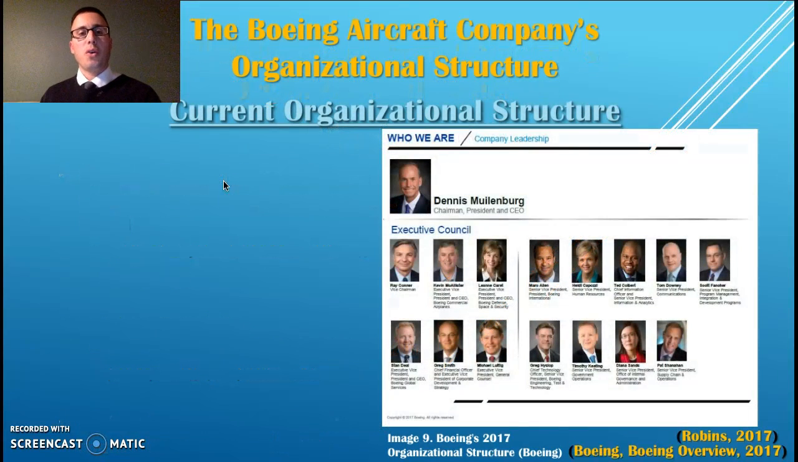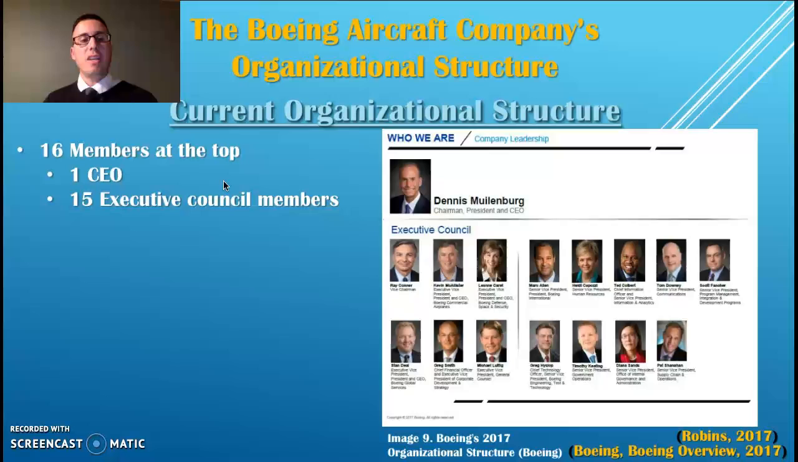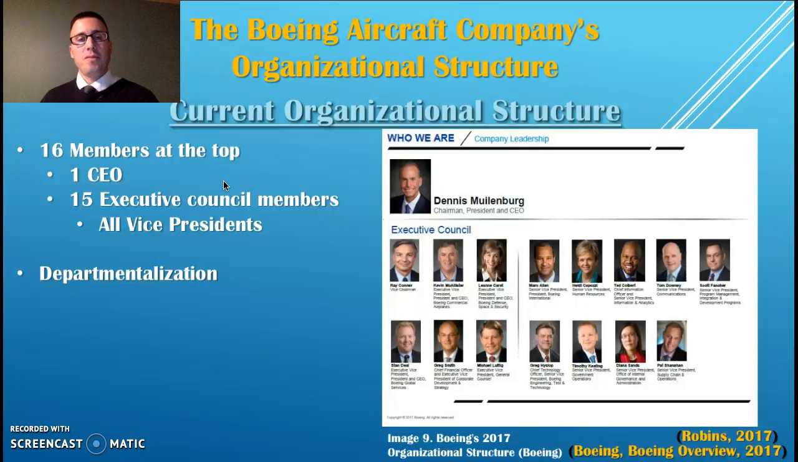Now we'll get into the current organizational structure. As you can see right here, this is their current organizational chain of command. There are 16 members at the top: one CEO, Dennis Muilenburg, and then 15 executive council members who are all VPs, or vice presidents.